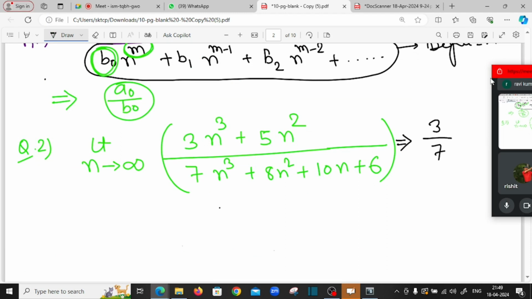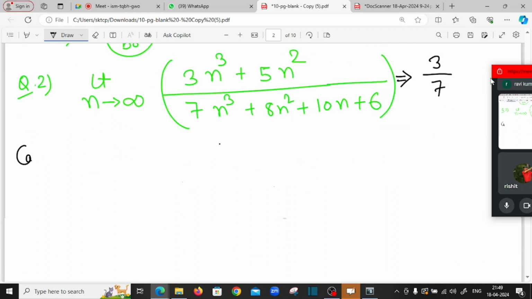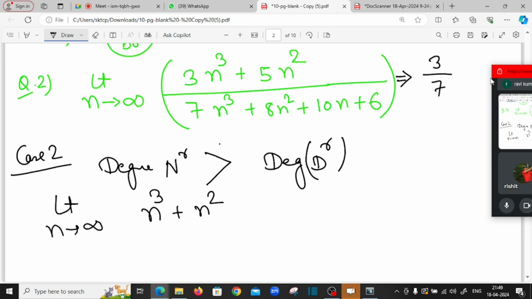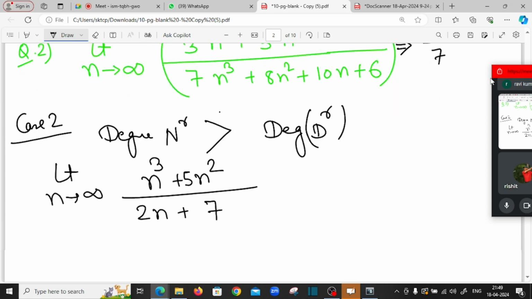And let us take another example. Case number 2 is when the degree of numerator is greater than the degree of denominator, like this: limit n tends to infinity of n cube plus n square plus 5 upon 2n plus 7. Can you observe that the degree of numerator is greater?